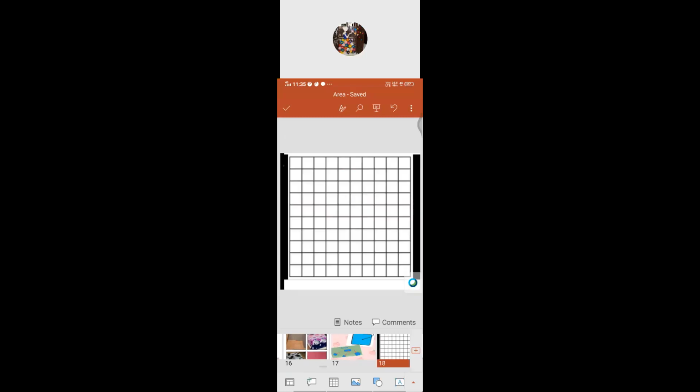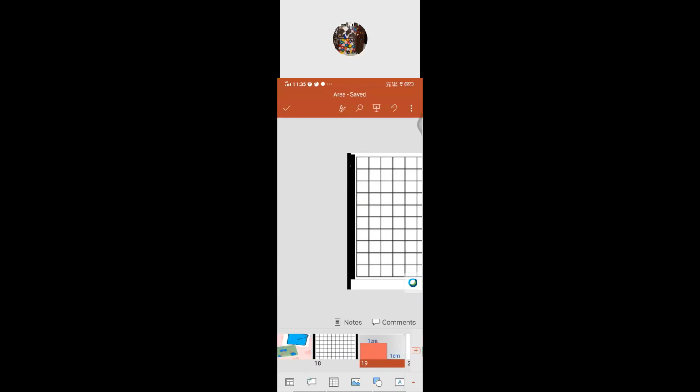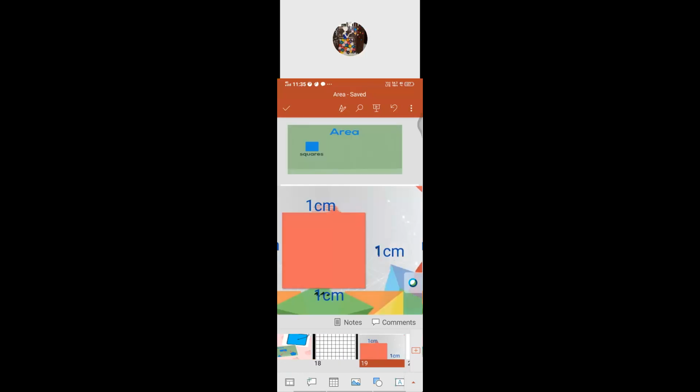We are using this unit grid. Got it? Another way of measuring area is by drawing a unit grid. A unit grid is made up of small squares. Can you see that? These small squares intersect horizontally as well as vertically. Each side of that square is equal to 1 centimeter. All sides. So each square in the unit grid measures 1 centimeter.